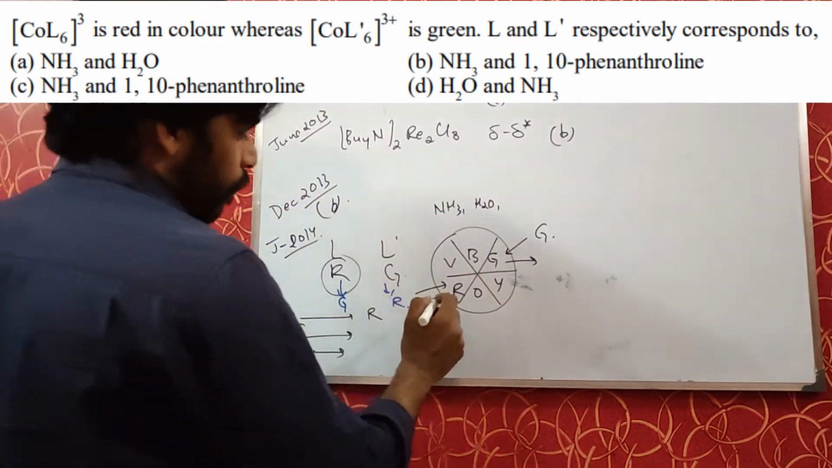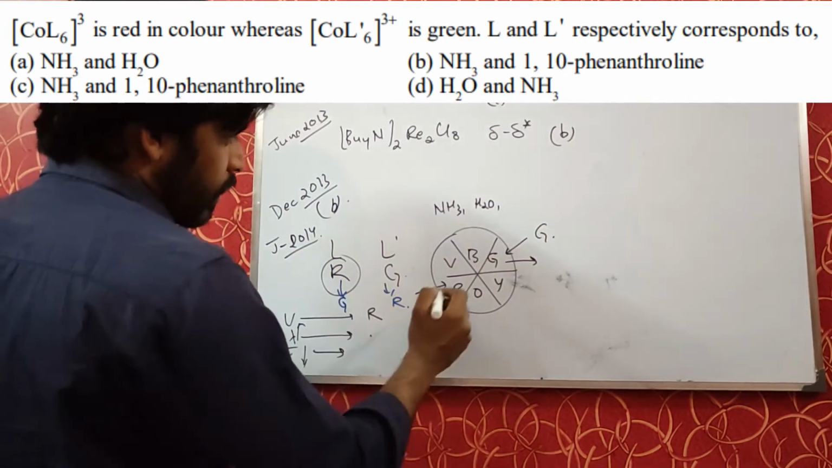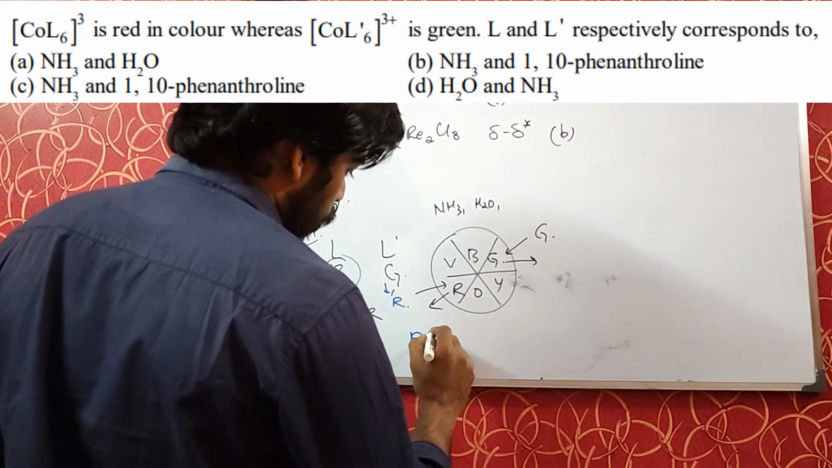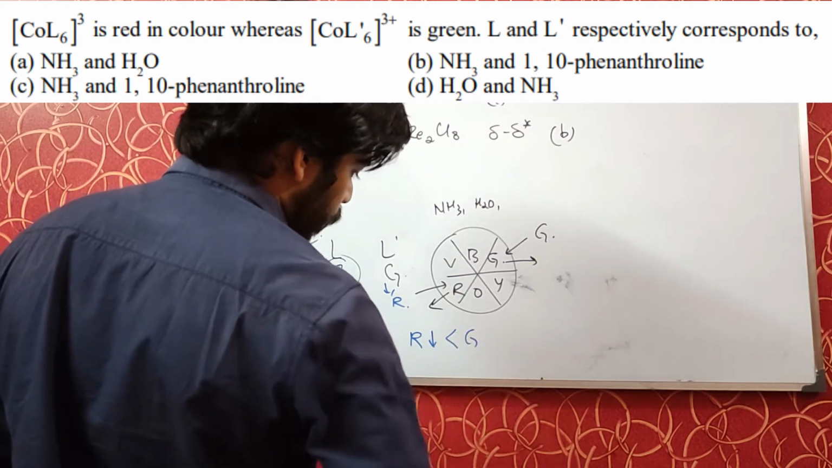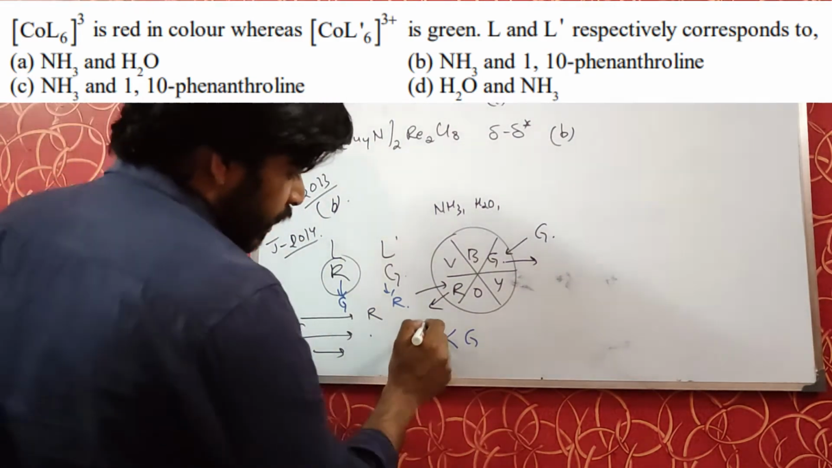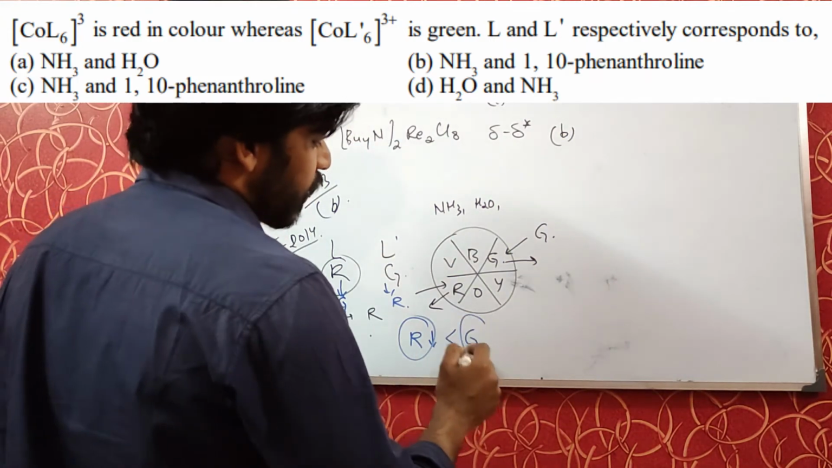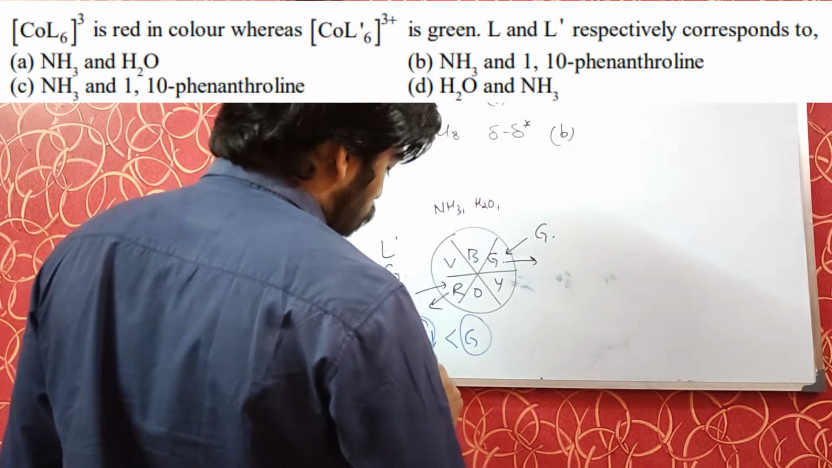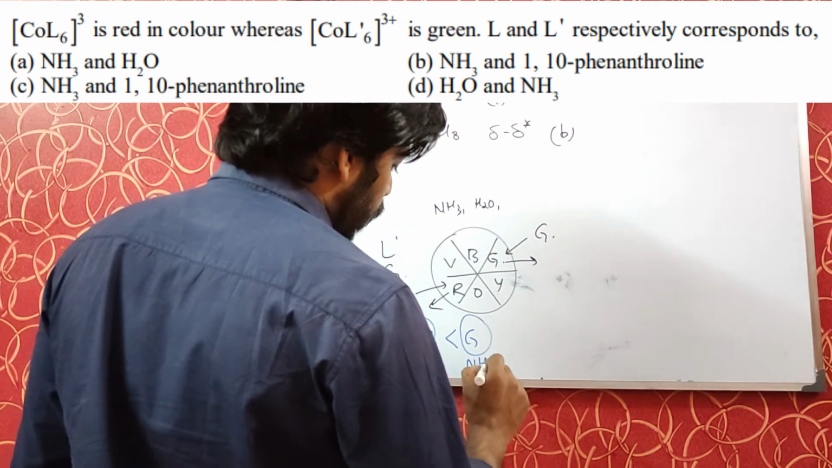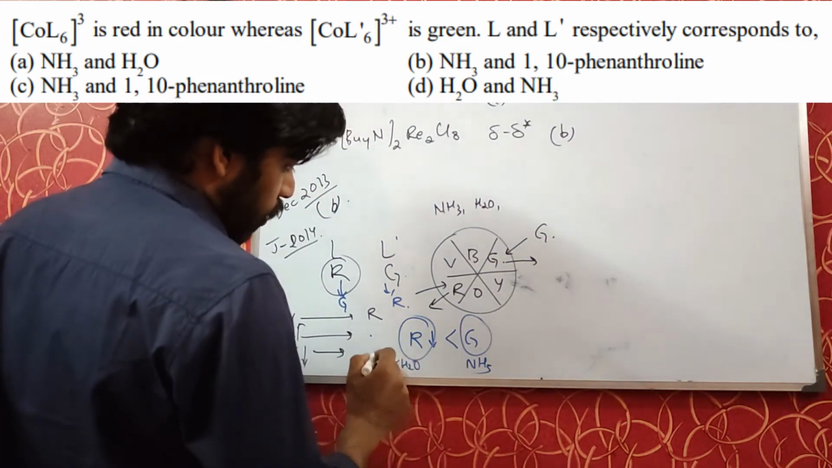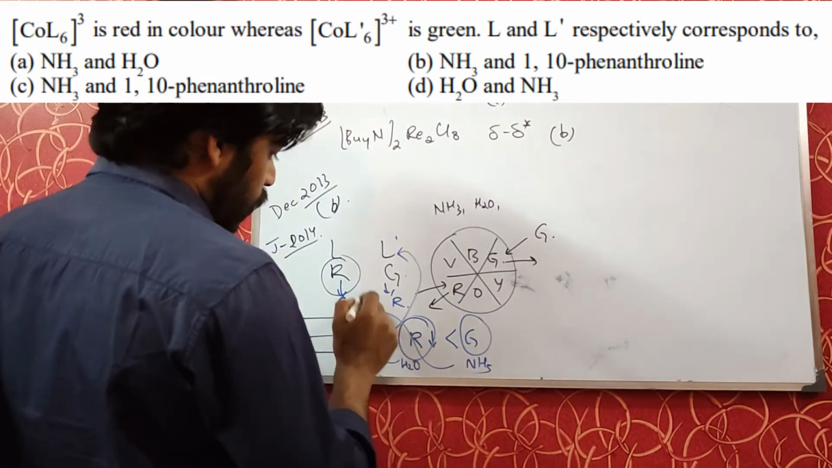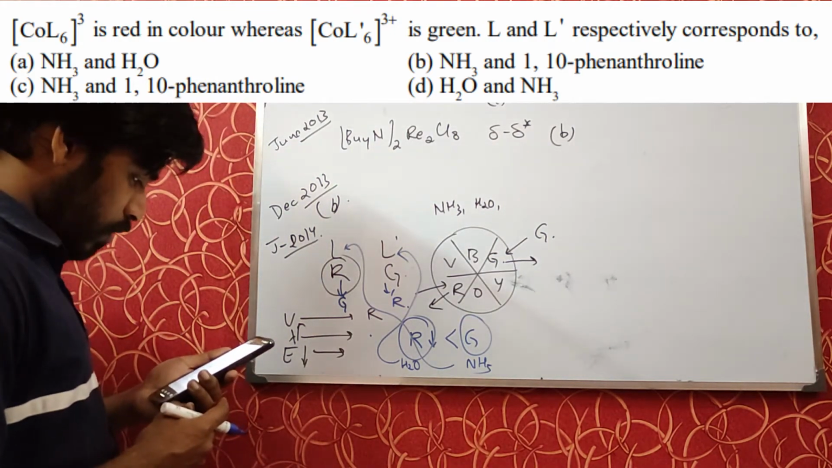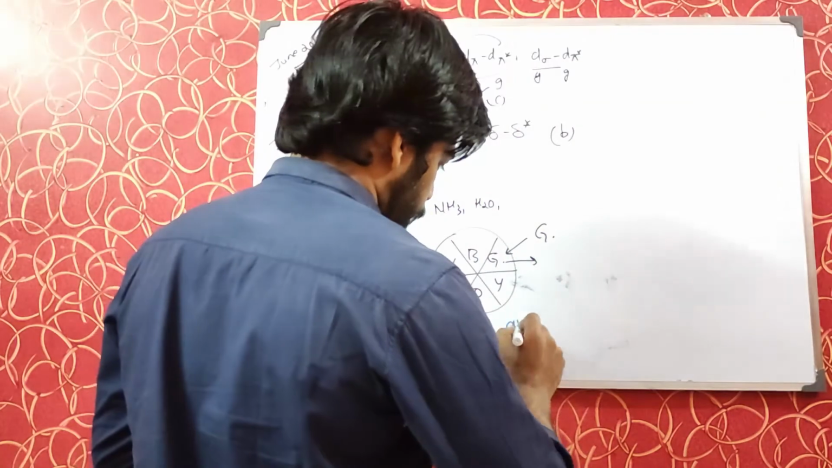Now energy for red is lower than energy for green. So that would mean the red is lower in energy than the green. So that means the splitting in the red absorbed is lower than the splitting in the green absorbed. That would mean the red one is water and the green one is ammonia. So the water goes for L dashed and ammonia goes for L, which is given in your option number A.